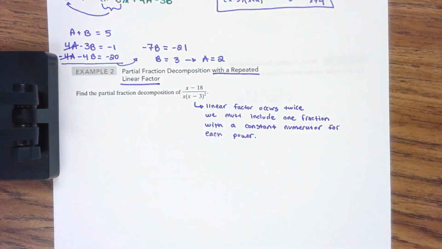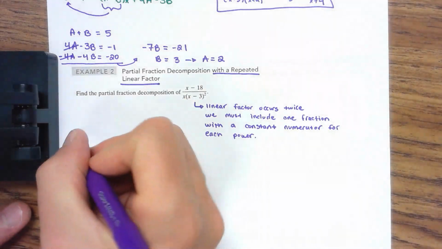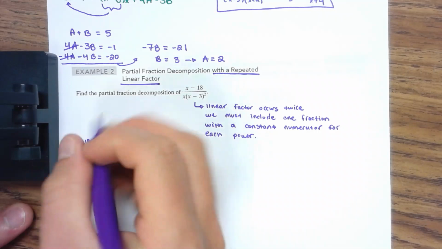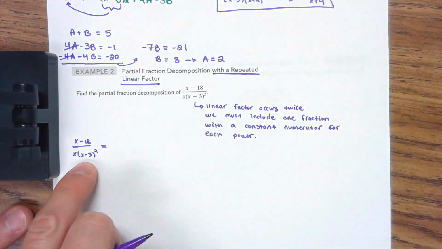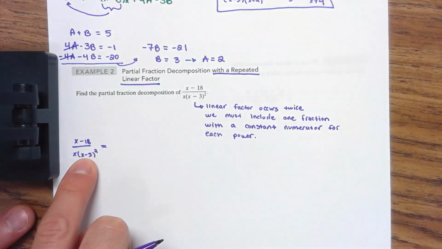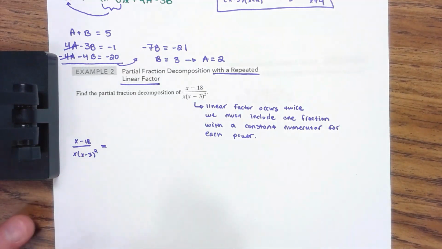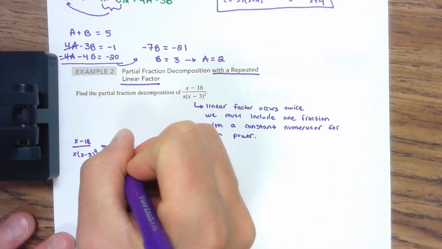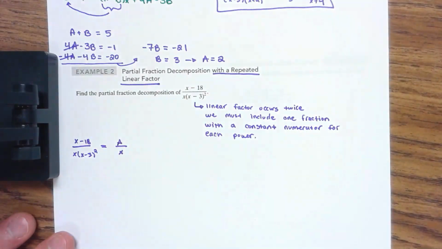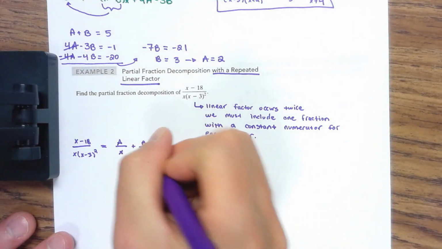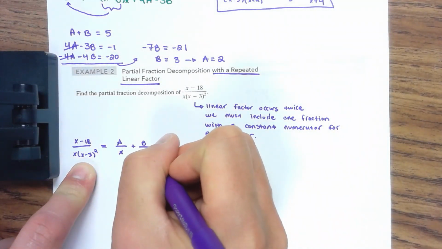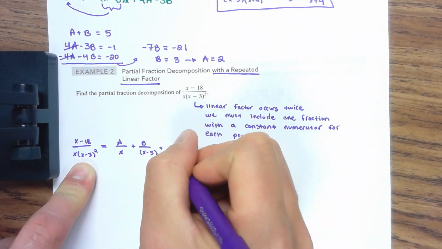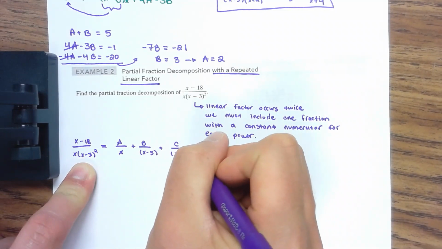Okay, so what is that saying? Well, if I take this x minus 18 and I have x times x minus 3 squared, we need to have a fraction for every power of this repeated factor. So we're going to have a fraction that has just x minus 3. We're going to have another one that has x minus 3 squared. Okay, so we're going to first go a over just the first factor being x, plus b over the smallest power of x minus 3 squared, which is x minus 3, plus c, and then the next factor we're just going to increase by a power and call it x minus 3 squared.